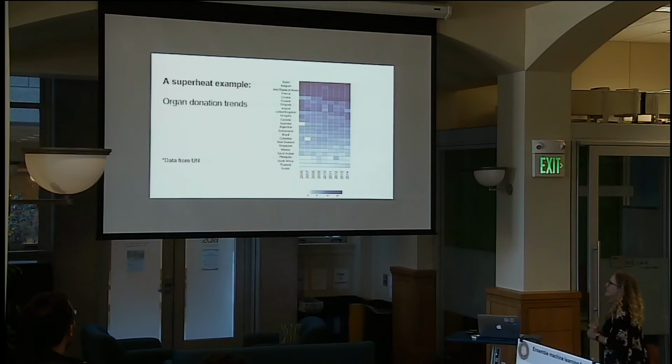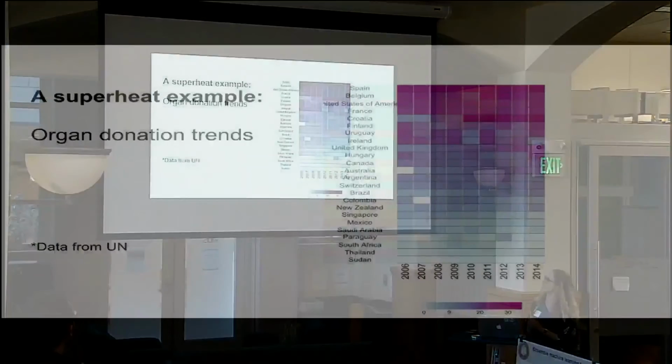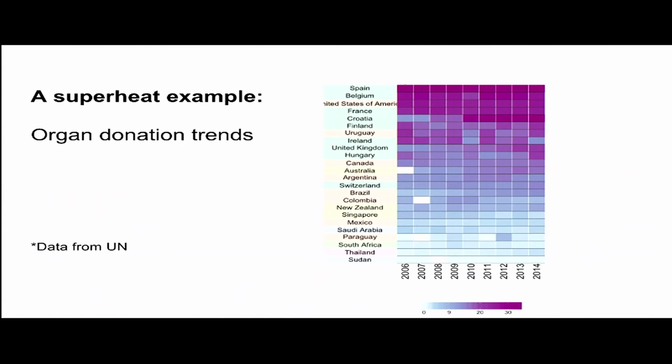But basically, this heat map shows the number of organ donations per 100,000 people in each of these countries, and for each of the years from 2006 to 2014. And the countries are ranked in order of most to least organ donations. So you can see Spain is the clear winner. They do a huge number of organ donations relative to, for example, Sudan.